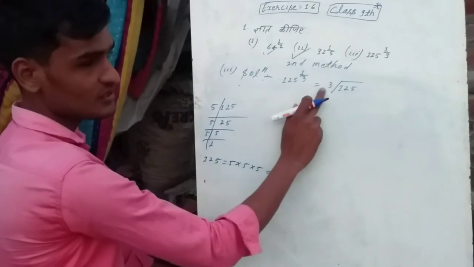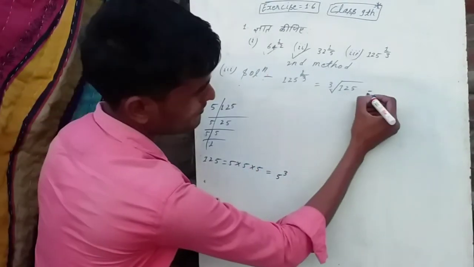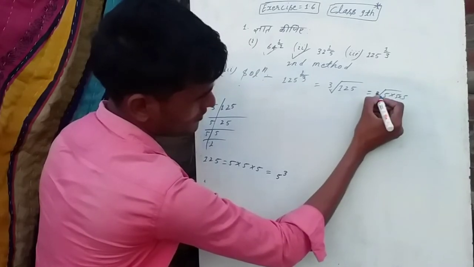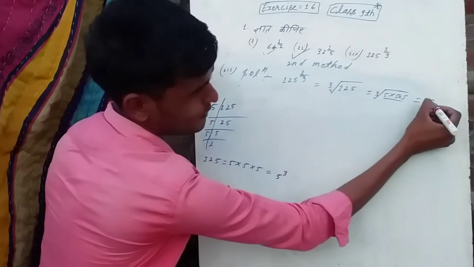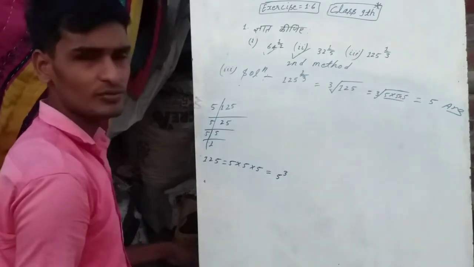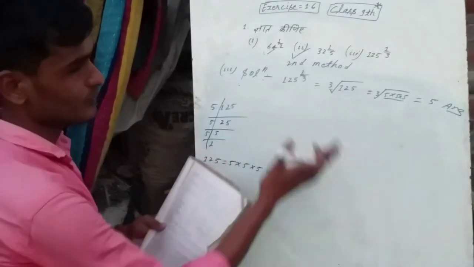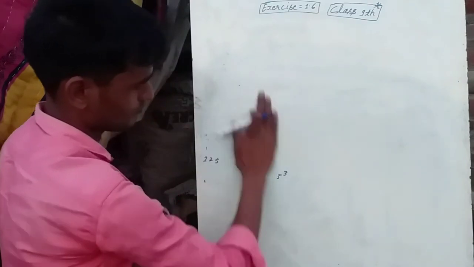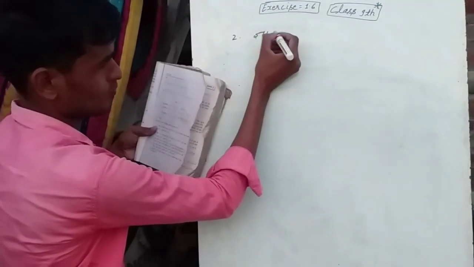Here is 3. We pair 3 and count 1. We can write this as 5 times 5 times 5. Then 3 pairs, that is 5, answer. Which is easy, you can consider, you can write the answer. Next question 2. We wipe out this.